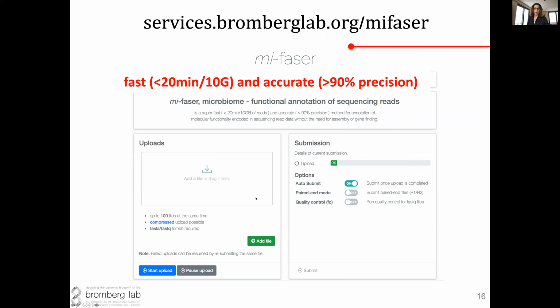I'm going to come back to it in a little bit. Okay, so we have this method of identifying functions encoded in the metagenomic data.